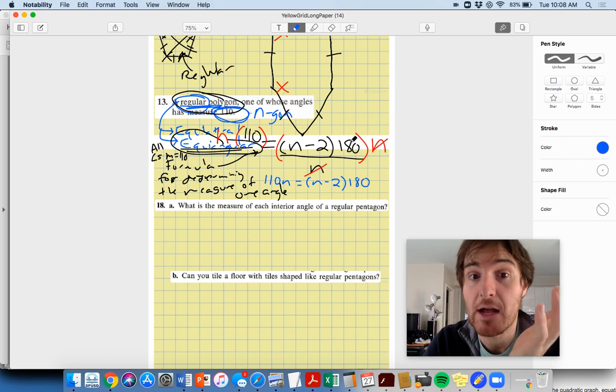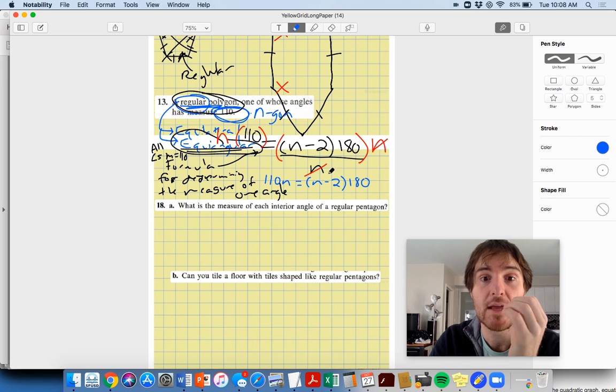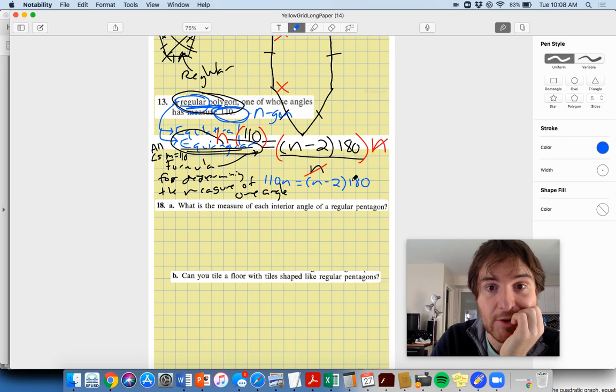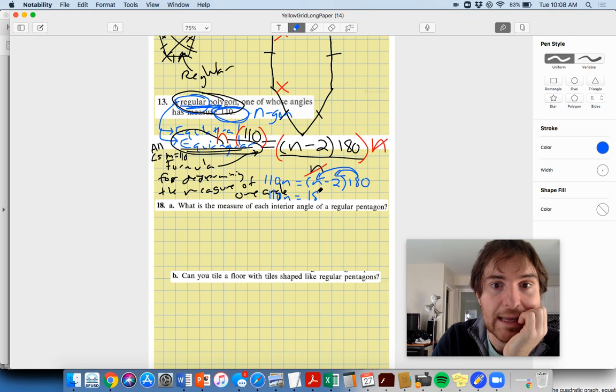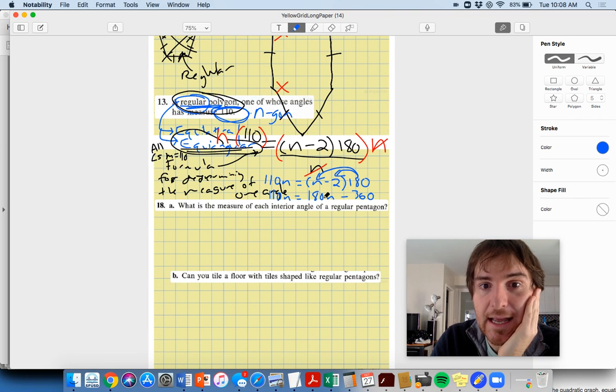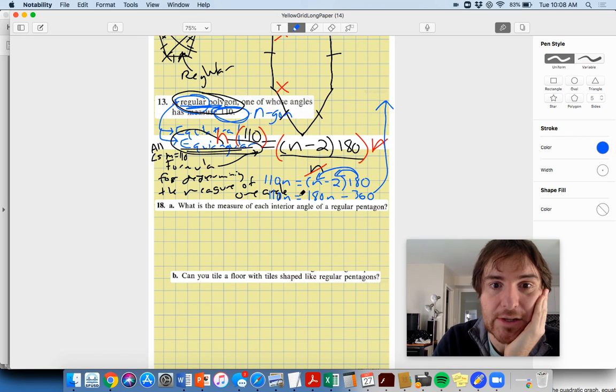And now we just need to solve for n here, okay? So we have 110n. Here we're going to have 180n, it looks like, once we distribute. So distributive property of multiplication over addition. Distribute that 180 in there, and I'm going to get 110n equal to 180n minus 360, okay? And then I'm going to subtract 110n from 180n. I'm going to move everything up here. Sorry, guys, it's getting so messy right here.